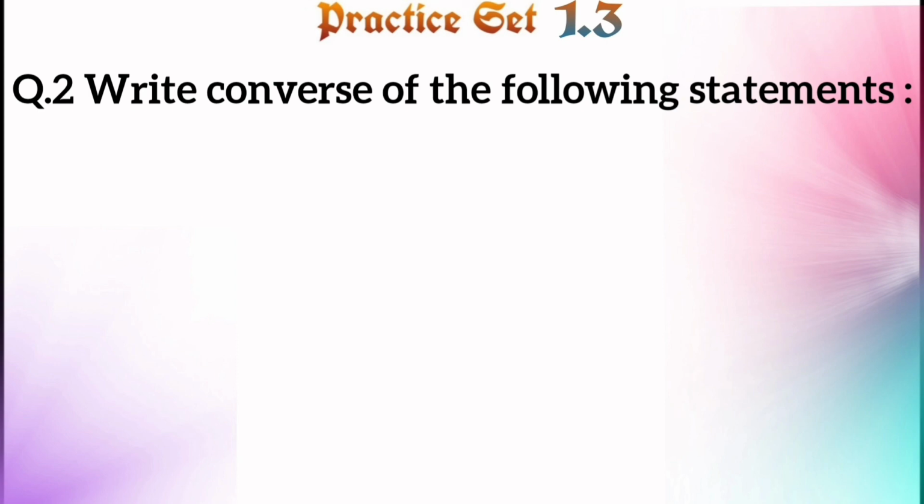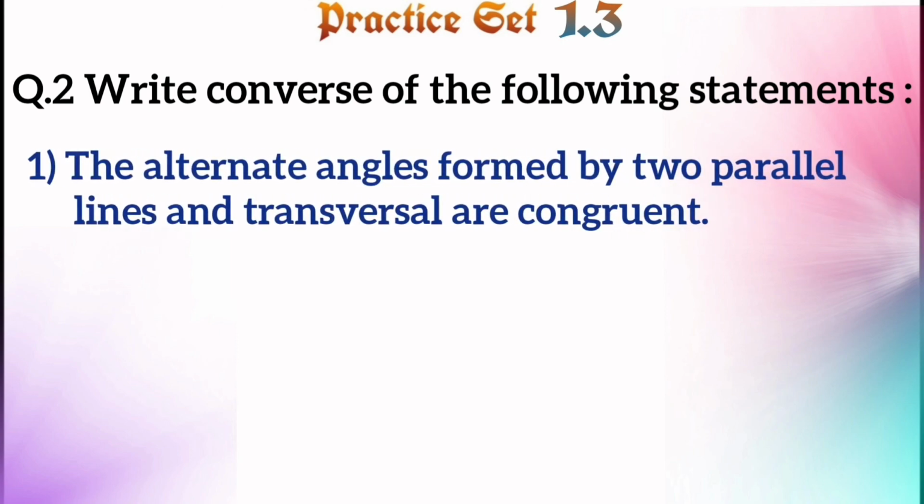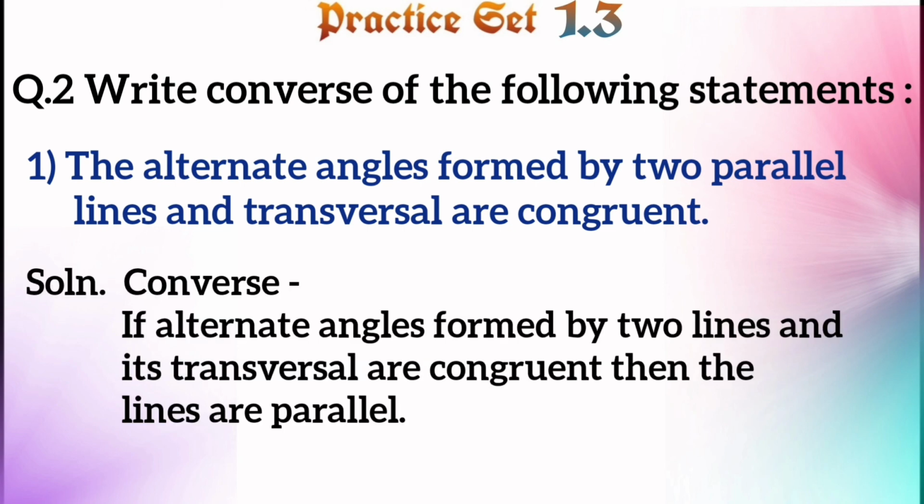Question number 2. Write the converse of the following statements. Some statements are given and we have to find the converse, which means we have to exchange the antecedent and consequent. First one says the alternate angles formed by two parallel lines and their transversal are congruent. The converse is, if alternate angles formed by two lines and a transversal are congruent, then the lines are parallel.